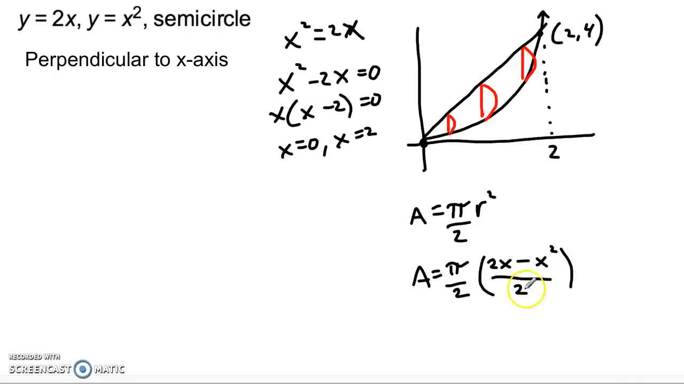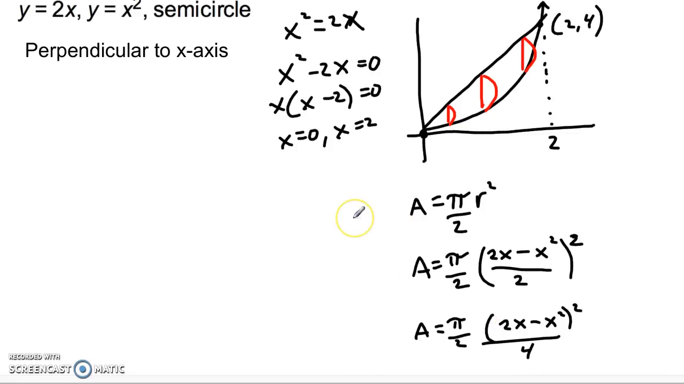Right? Now you can see in the denominator here I've got a 2. It needs to be squared, right? Because this is pi r squared. This whole thing is the radius. We're going to square it. So we could rewrite this as area equals pi over 2 times, let's do it this way, 2x minus x squared over 4. Right? So if I just break that 2 out there.